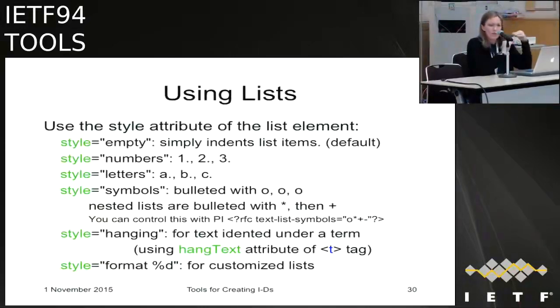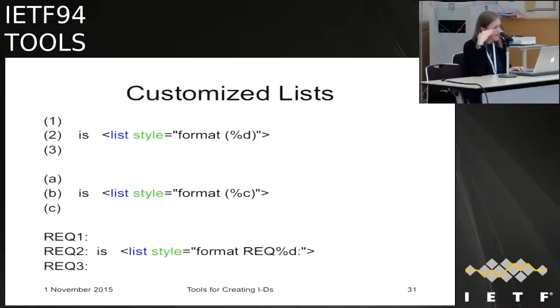Hanging gets used a lot for definitions. And then format %D is an example of how you could do a customized list. So it'll let you do %D for digit, %C for character, %I if you're doing Roman numerals, and you could change it, like if you wanted to say rec1, rec2, rec3, you can do format rec %D, and then it'll make the list like that. So that's the example I was just talking about for customized lists. If you're a big fan of parentheses, you could do that.